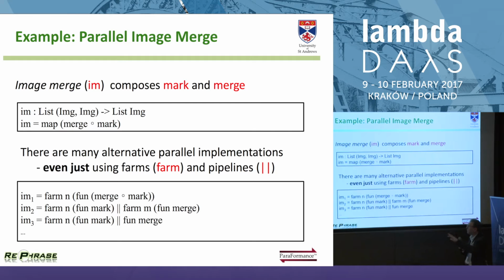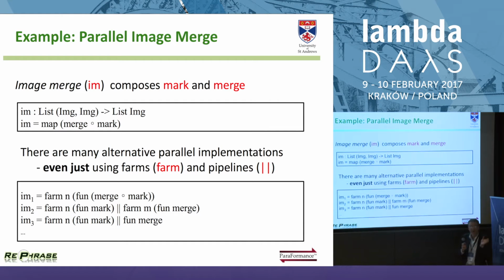So image merge 1, you've got a farm over some function of the merge and the mark. I've collated the merge and the mark together as some base functionality, and then I've farmed over it. And I've got n copies. Okay? So I can have n things working on the inputs in parallel. Brilliant, simple.